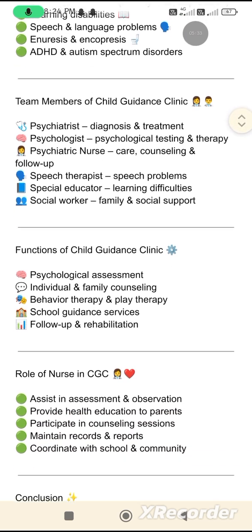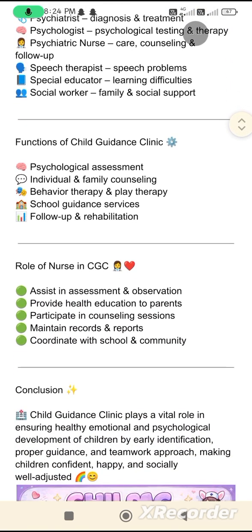Functions of child guidance clinic is psychological assessment, individual and family counseling, behavior therapy and play therapy, school guidance services, follow up and rehabilitation.